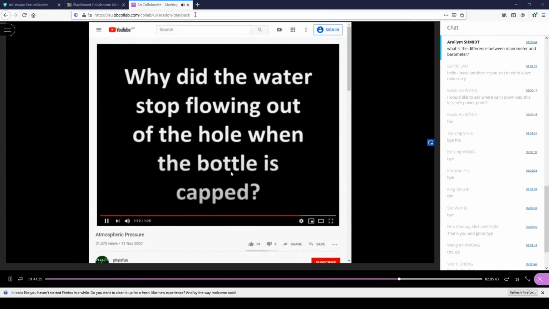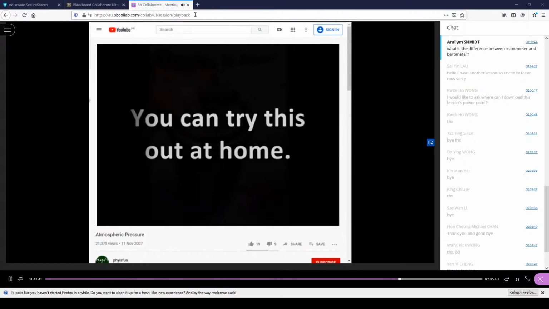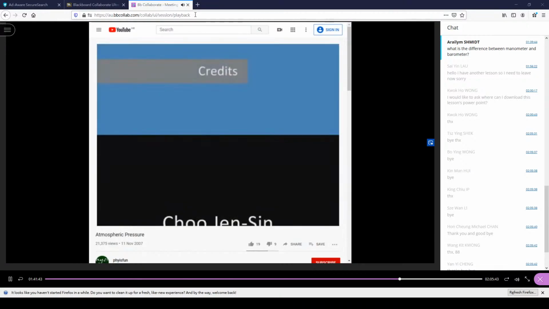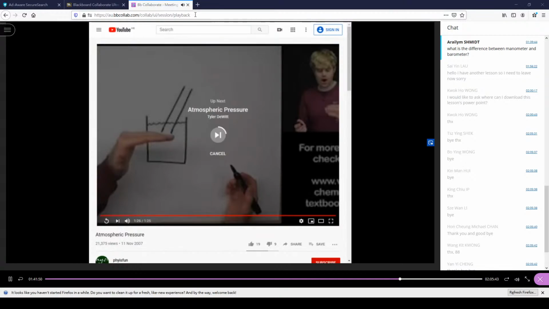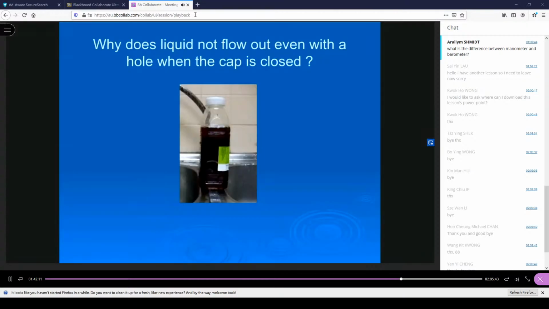So the question is why the water stops going out of the hole when the bottle is capped. Okay, try at home. Why? So let's stop. Nice. We go back to our PowerPoint. Okay, so the question is why we have no liquid flowing out of the bottle if the cap is on. Now you may ask why the hydrostatic equation.